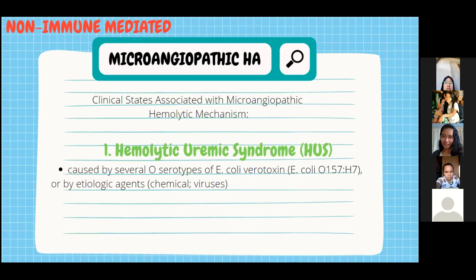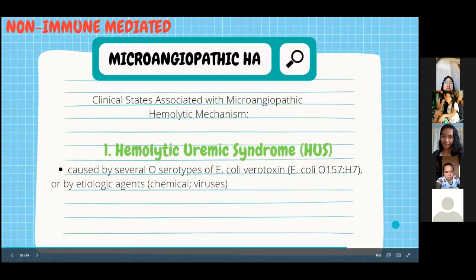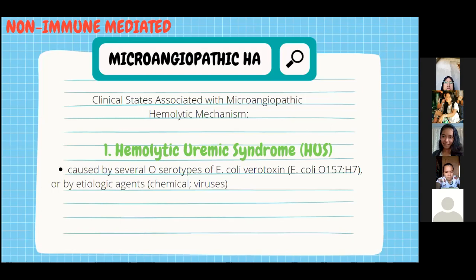And hemolytic uremic syndrome is a condition that affects the blood and blood vessels. It results in the destruction of blood platelets, which are cells involved in clotting, a low red blood cell count, and kidney failure due to damage to the very small blood vessels of the kidney. So next.